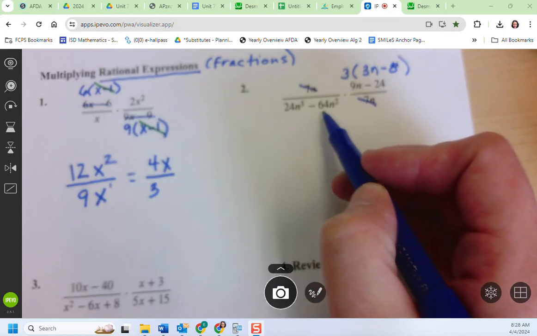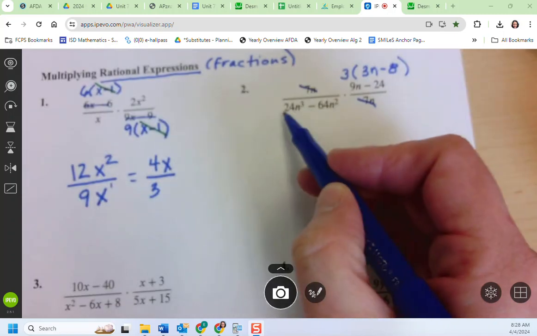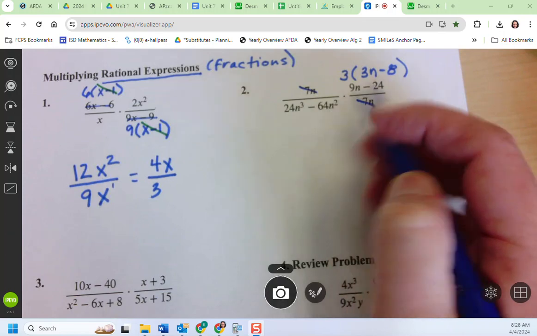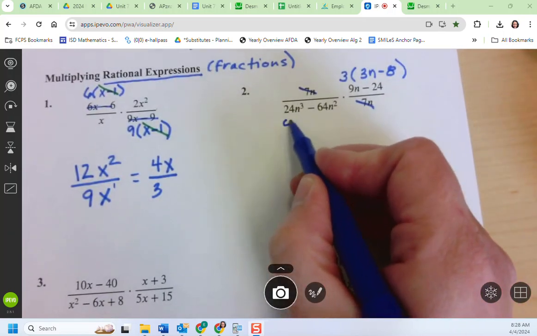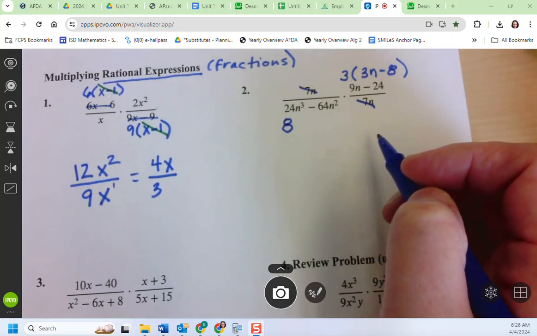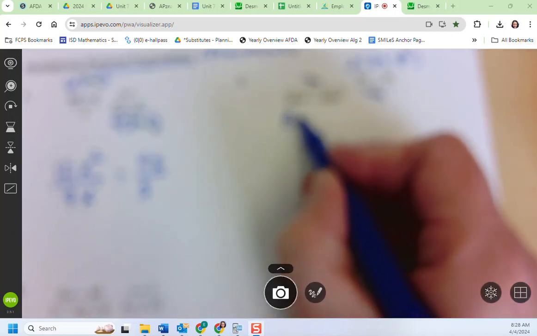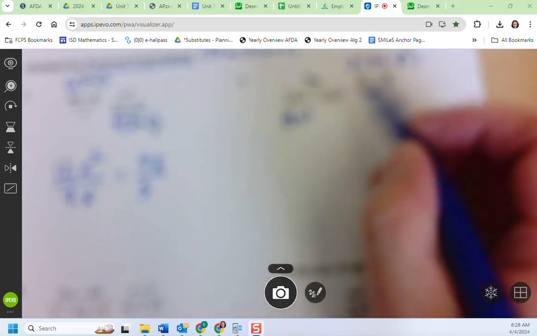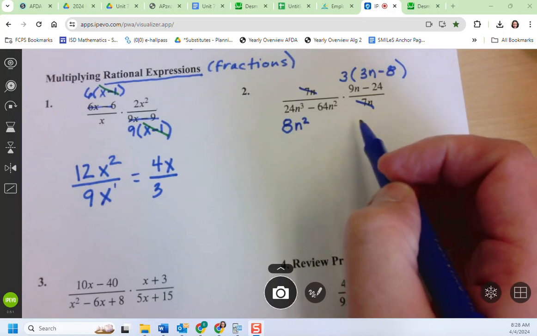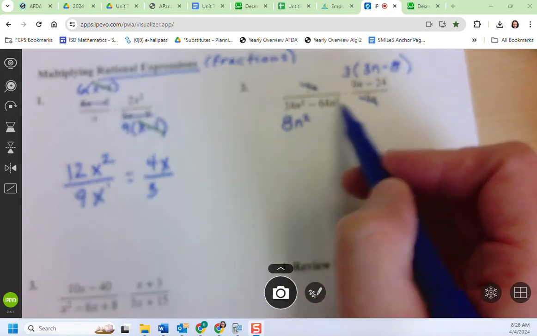24n cubed minus 64n squared. What number can I divide them both by? 8. 8's the biggest number. And how many n's can I factor out? N squared, right. So I can take out n squared. I can't take out n to the third because this one doesn't have enough. And I don't want to just take out n because I want to take out as many n's as I can.